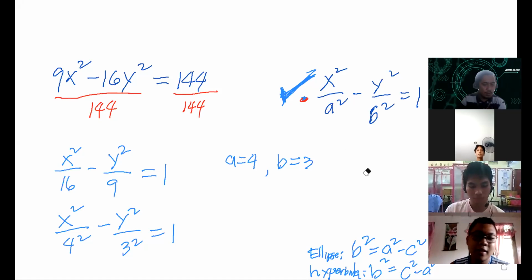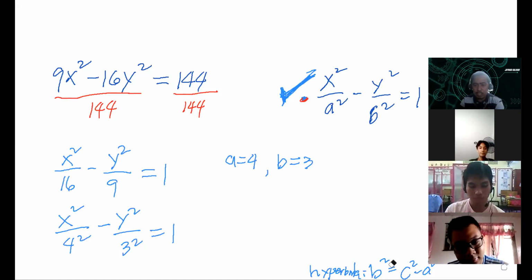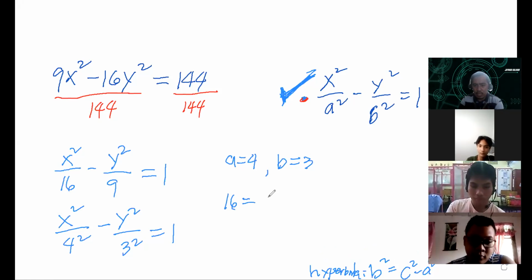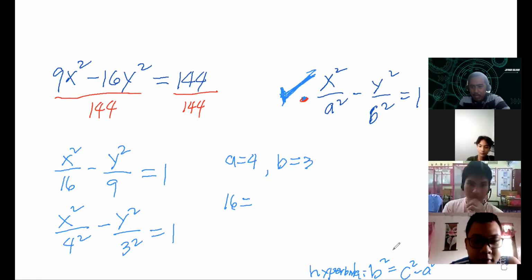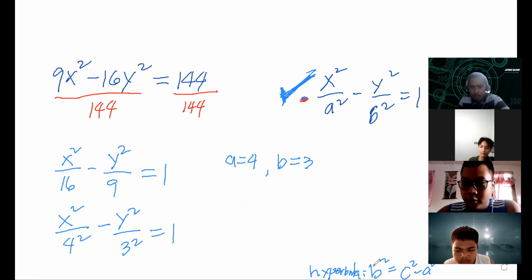Okay. So, what we will be doing now, class, is to solve for C. Of course, we will be using this formula. In finding C, your B is 4. Take the square, that will be 16. Right? B squared. Your C is 3. Take the square, that is 9. Minus A. Agree?